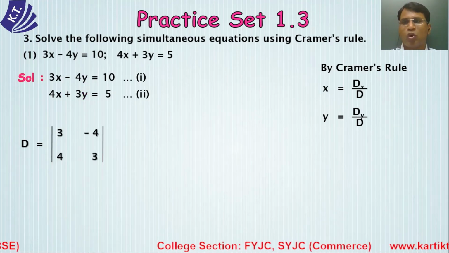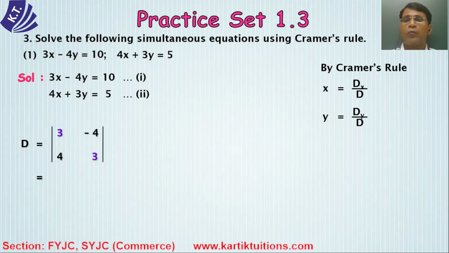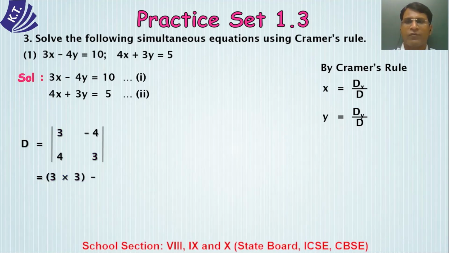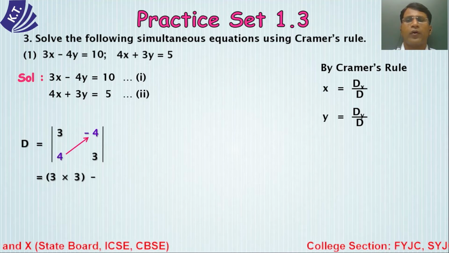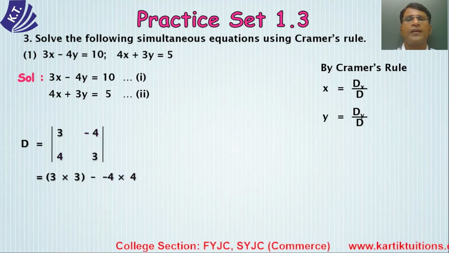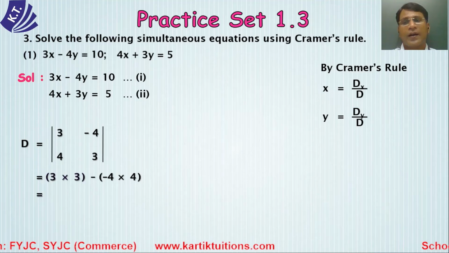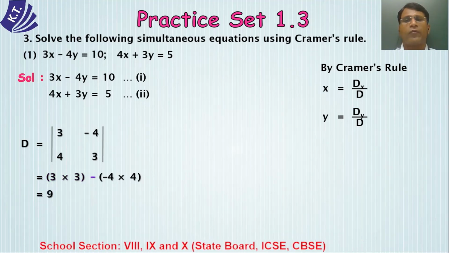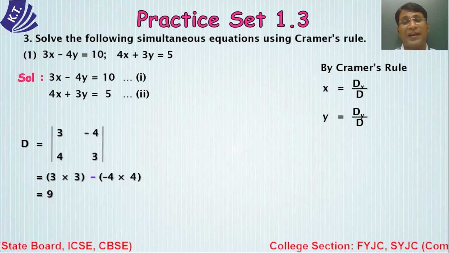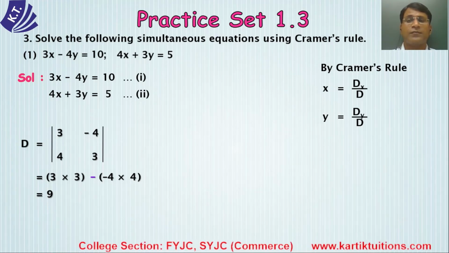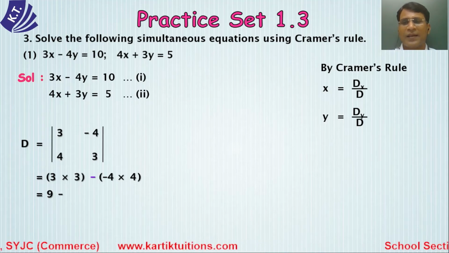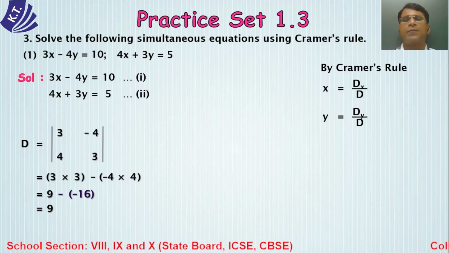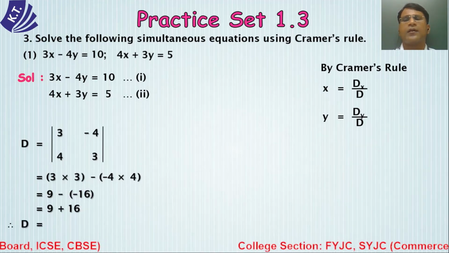Now the rule is the same, the criss-cross. We need to multiply 3 by 3, then the next bracket will be -4 into 4, and between both brackets you will have the minus sign. What is 3 threes? 9. Minus, now -4 into 4 gives us -16. But there is a minus sign before the bracket, so minus minus becomes plus. So it becomes 9 plus 16, and that is nothing else but 25.